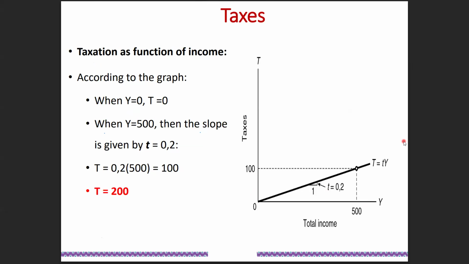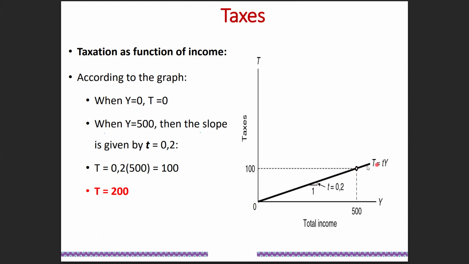Taxation is a function of income. According to the graph, when income is zero, taxation is zero. So you can see here when the income is zero, your taxation is zero. Then when income is 500, the slope is given by 0.2. So when the income is 500, you can see that your taxation is somewhere here, 100.